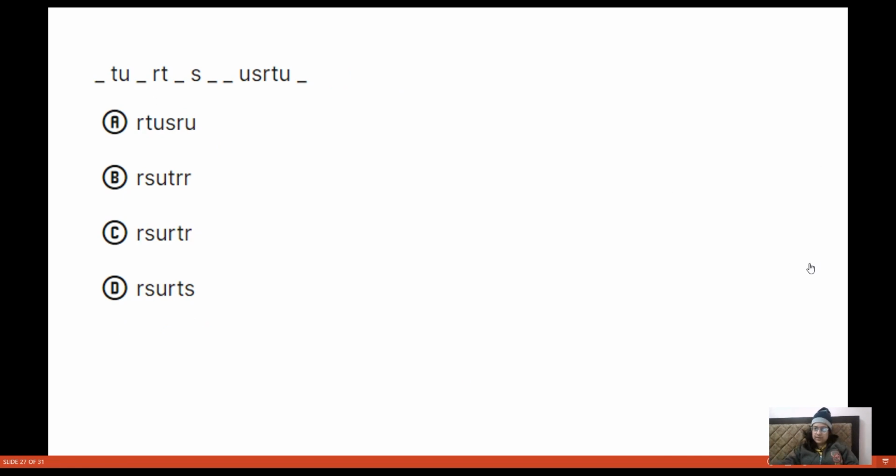Okay, now you have this question. What is there in this question? It is a sequence. You have dash and TU. Then you have R, T, dash. Then you have S. Then you have double dash. Then you have U. Then you have S. Then R, T, U. Okay, when 3 or 4 letters are given consecutively, then we can try to deduce what can be the possible arrangement.